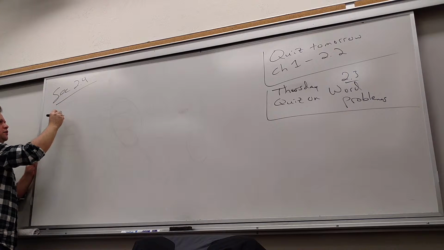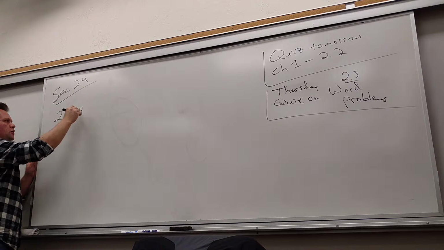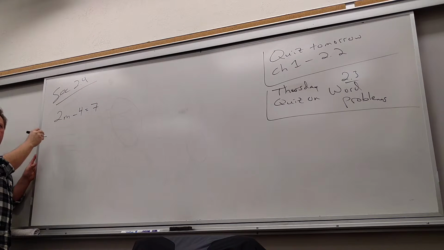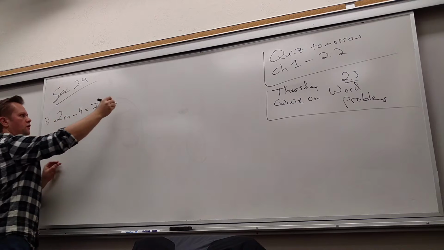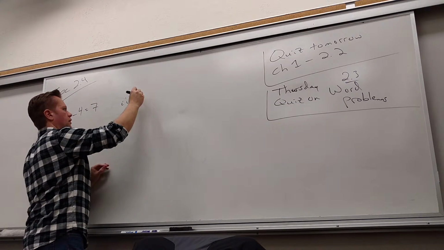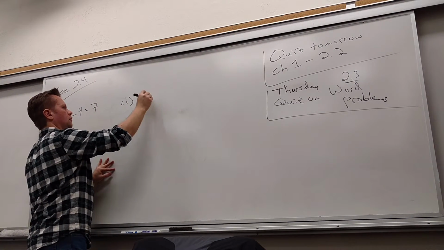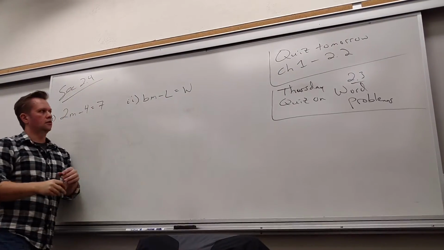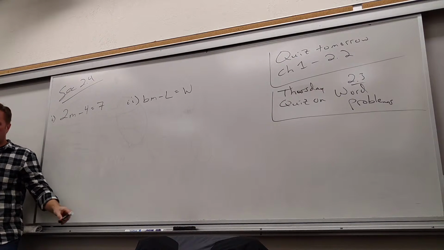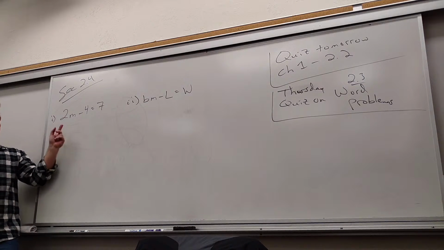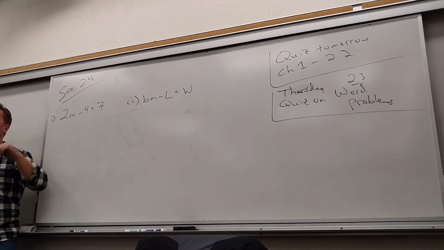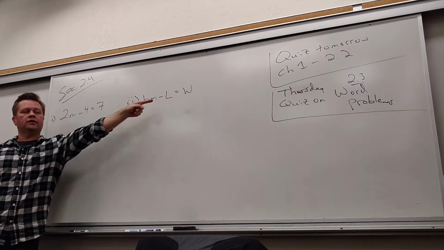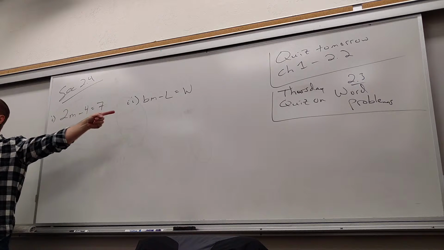So let me put down here something we should be able to handle. And over here, I'm going to put something that looks scary. Alright, now watch. Does anybody realize that I just wrote the exact same equation down twice? If B was 2, and L was 4, and W was 7, would they be the same?